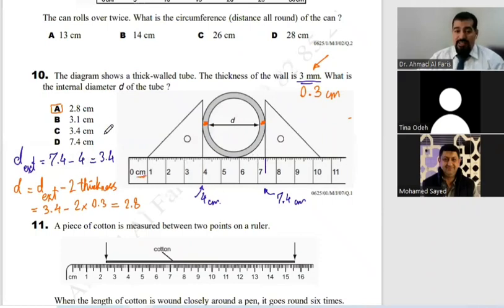In centimeters. So that's why I divide by 10 to convert from millimeter to centimeter. So it's 0.3. And we have 2 thicknesses, one on the right and one on the left. So the internal diameter that they ask about is equal to the external diameter minus 2 the thicknesses, and that's how we can get the answer. From where we get the 2? We have 2 thicknesses, one here and one here.